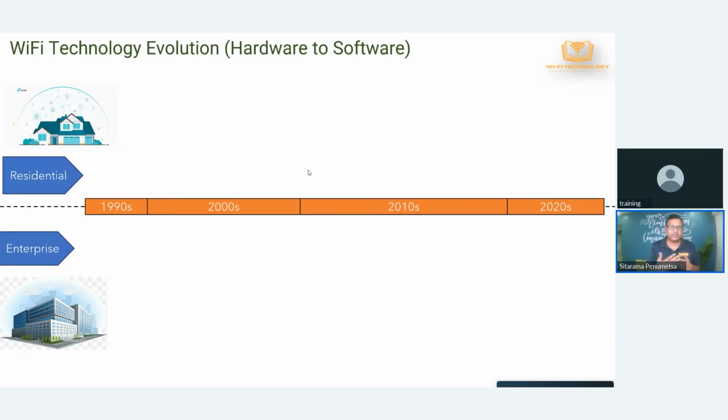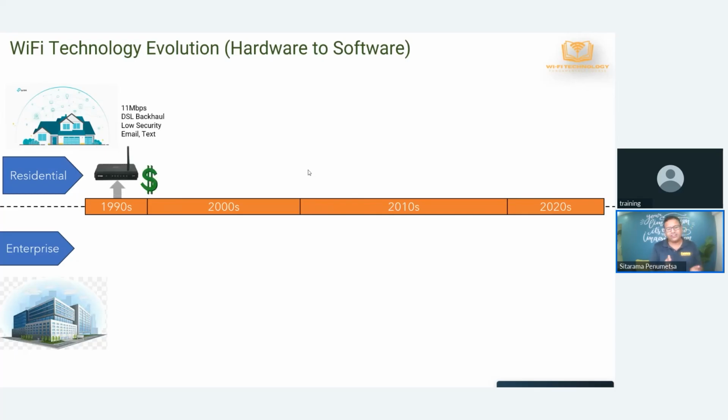So what does an enterprise mean? Enterprise means it could be your office. Right now I'm using Wi-Fi to deliver this presentation, or it could be a shopping mall, a stadium, a restaurant, a hospital, any of those where you have Wi-Fi networks. So how did Wi-Fi evolve in these two specific areas? Residential is one area, and enterprise is the other. First I'll talk about residential, and then I'll talk a little bit about enterprise.